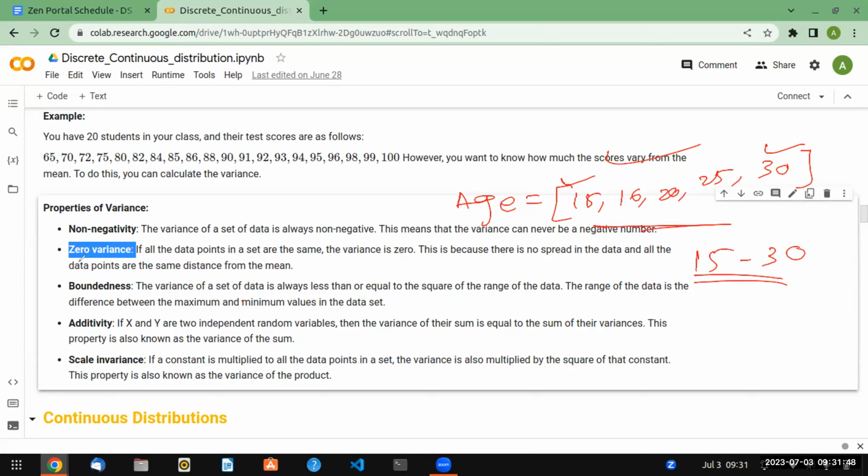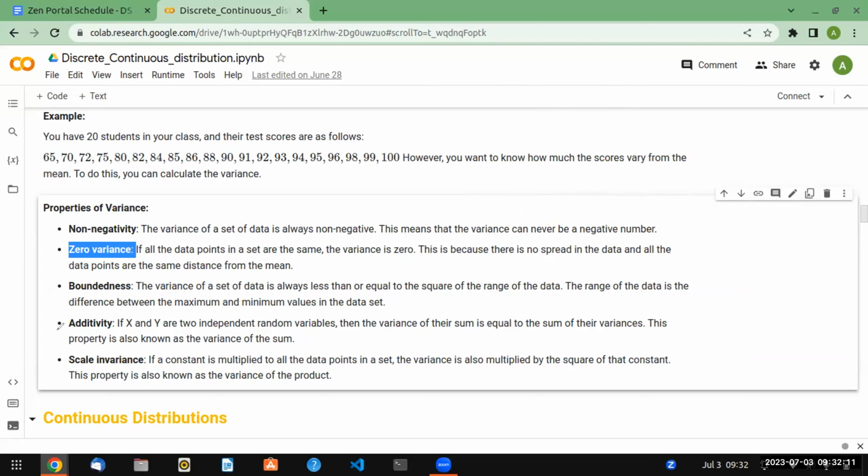Is there any query on this boundedness part? So Dinesh, are you there? Dinesh, you're not asking anything today. I think Dinesh is busy today. Okay. So guys, you understood, right?